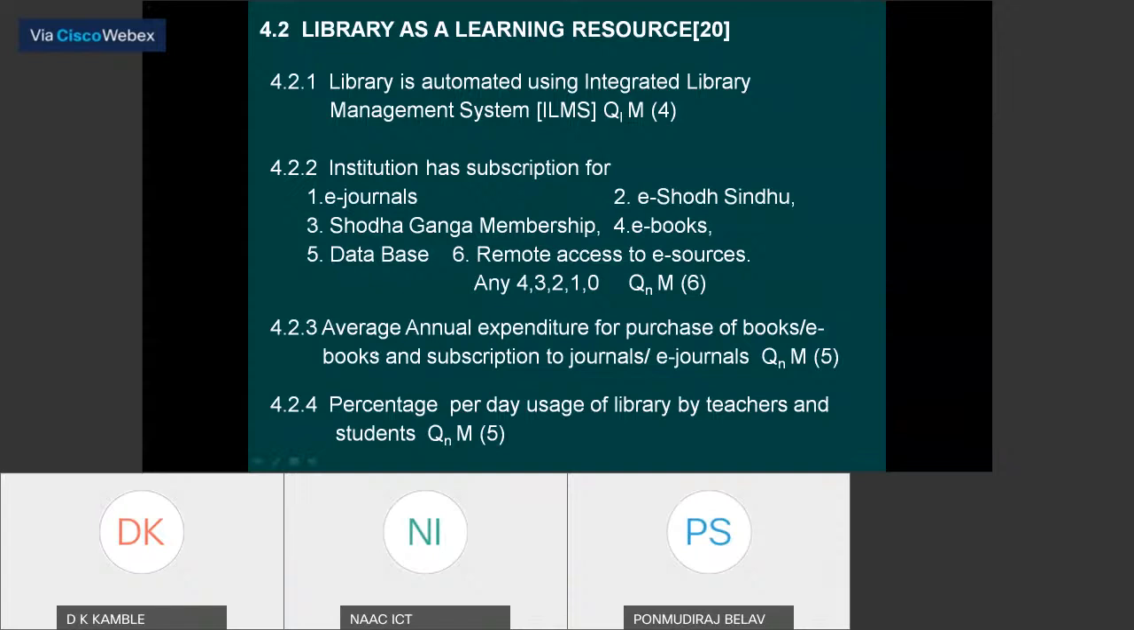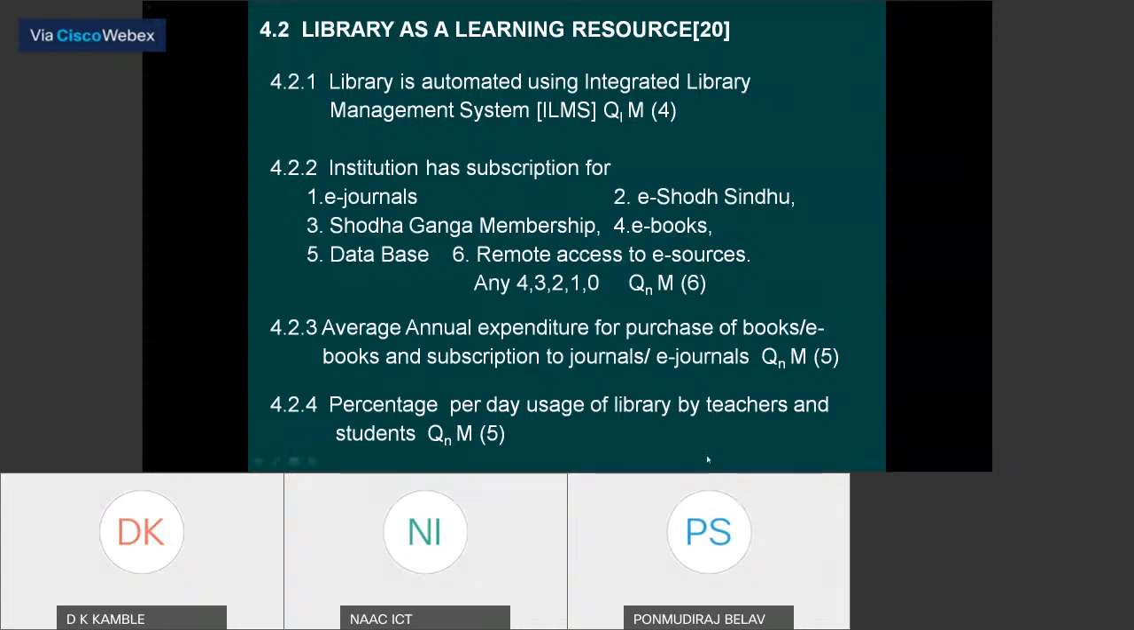Then 4.2.3, average annual expenditure for purchase of books and e-books and subscription to journals and e-journals. For that also, how much budget is there? How much amount is there in the budget? That CA-certified record is required, and it should be marked specially head-wise. For example, purchase of books. It should match the template.